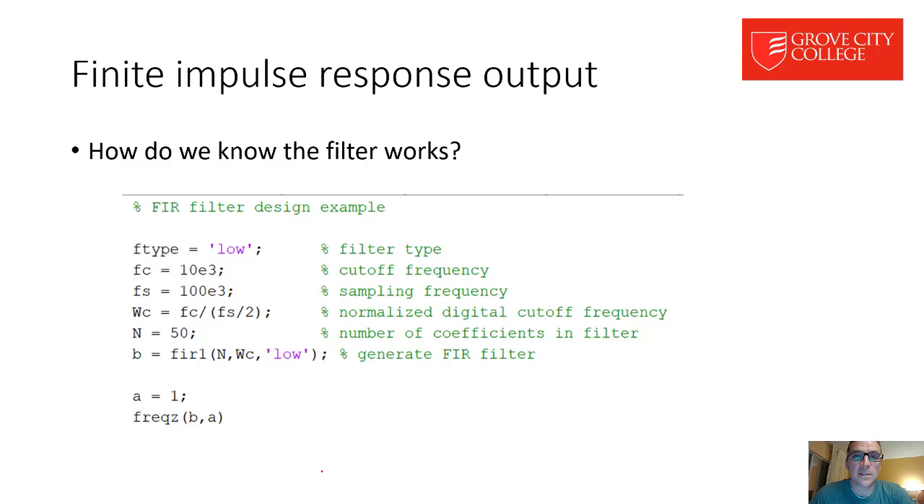All right, so how do we know that this actually did what we wanted it to do? Well, let's use the freqz function to visualize what this filter's frequency response will be and make sure that it's a low-pass filter with a cutoff frequency of 10 kilohertz. So we're going to set A equal to 1. That's the same as saying we don't have any feedback in our system. And then we'll do freqz of B, comma A, to view the frequency response.